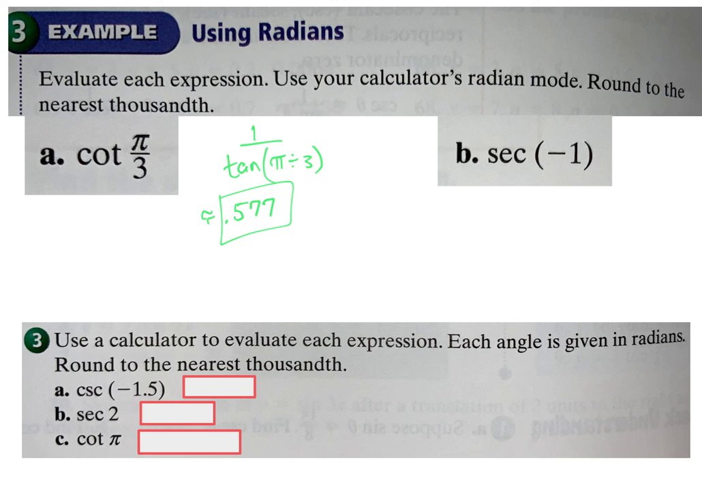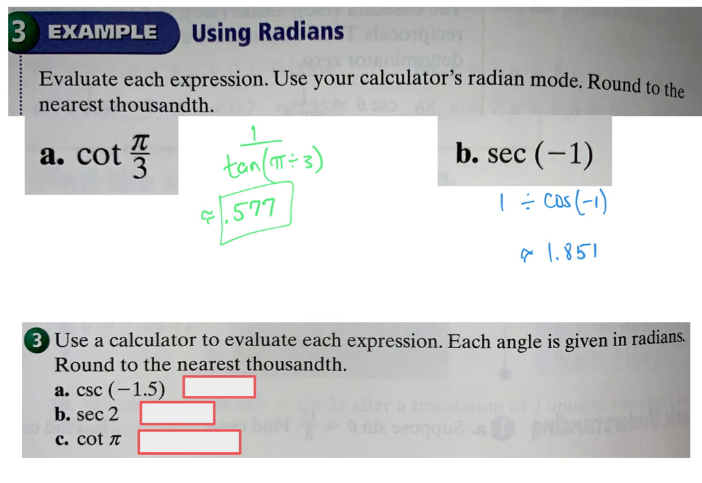You have a negative button on your calculators. So you're going to do the same thing. Secant is reciprocal of which one? Cosine. So let's say 1 divided by the cosine of -1. Make sure you're in radians. And you will get approximately 1.851.